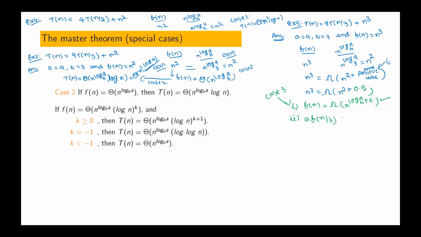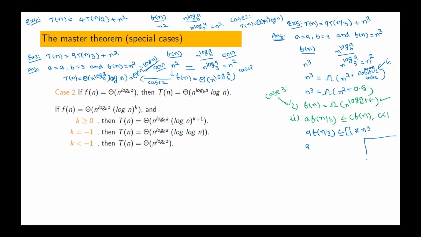a into f of n by b should be less than or equal to c into f of n for some constant c less than 1. That is the condition. Now, what is the value of a? a is 9. What is f of n by b? f of n by 3. We have to find that c. f of n is n cube. If f of n is n cube, then what is f of n by 3?